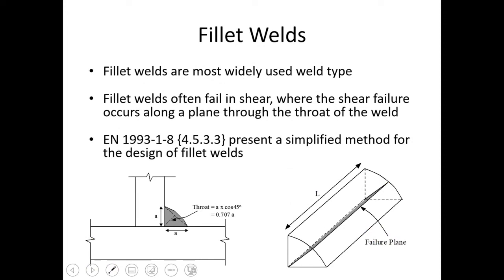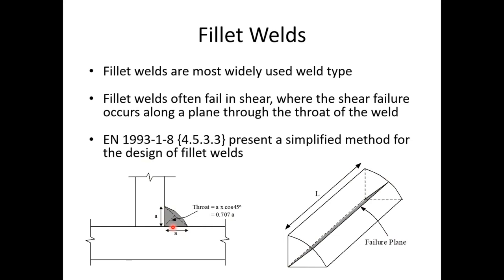Fillet welds often fail in shear, so there's a failure plane across there. Shear failure occurs along the plane through the throat of the weld. So this is the throat of the weld here. We're looking through a cross section of the weld. One plate coming down here, another plate coming down through there. We fill in here with the fillet, and then this is the throat thickness coming up here, which is 0.7 times the leg length here. a is the leg length. Okay, and that's a 3D image of the failure plane there.